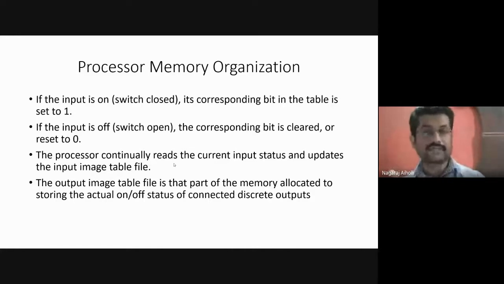Or it may be vice versa. First it was open, so it would be storing 0. Then later, after 2 seconds, the switch is closed, and it will store 1 in that particular bit in the image table file. The output image table file is that part of the memory allocated to storing the actual on-off status of the output devices. So the output image table file is meant for storing the status of the output devices, and the input image table file for storing the status of the input devices.